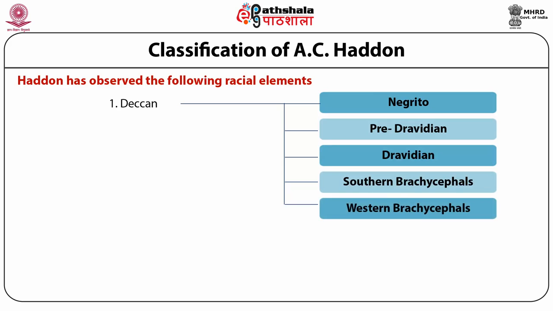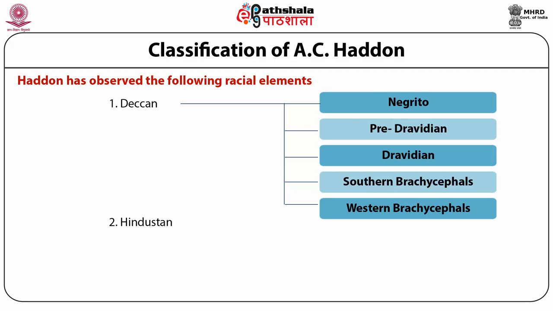And western brachycephalies. The western brachycephals occupy the region extending from Gujarat to Coorg along the western coast. They are the Scytho-Dravidians of Risley. They have a brachycephalic head, almost leptorrhine nose, light brown complexion and tall stature. The examples are Nagar Brahmins of Gujarat, the Prabhu, etc.